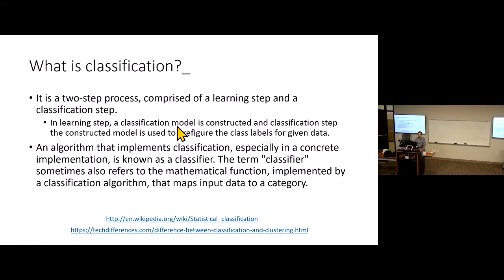In the first step, the model is constructed. You have to select which model, which algorithm you use, and then train the model to set up the classifier. Then in the classification step, you use the constructed model to label the given data. So classifiers refer to machine learning functions. There are many different forms of what a classifier looks like, and it's implemented by all different kinds of algorithms.